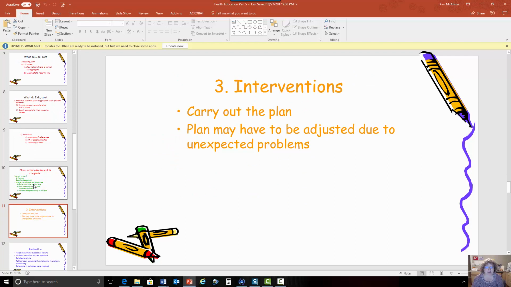So in the intervention phase, you're going to carry out the plan. And understand that you may make a really beautiful plan, but it may have to be changed as it goes along. There may be unexpected problems. Something that you identified as a lower priority may suddenly become a greater priority. You may have funding issues. You may have problems getting resources that you need or places that you need to carry out your intervention. And so then you have to move to other plans.